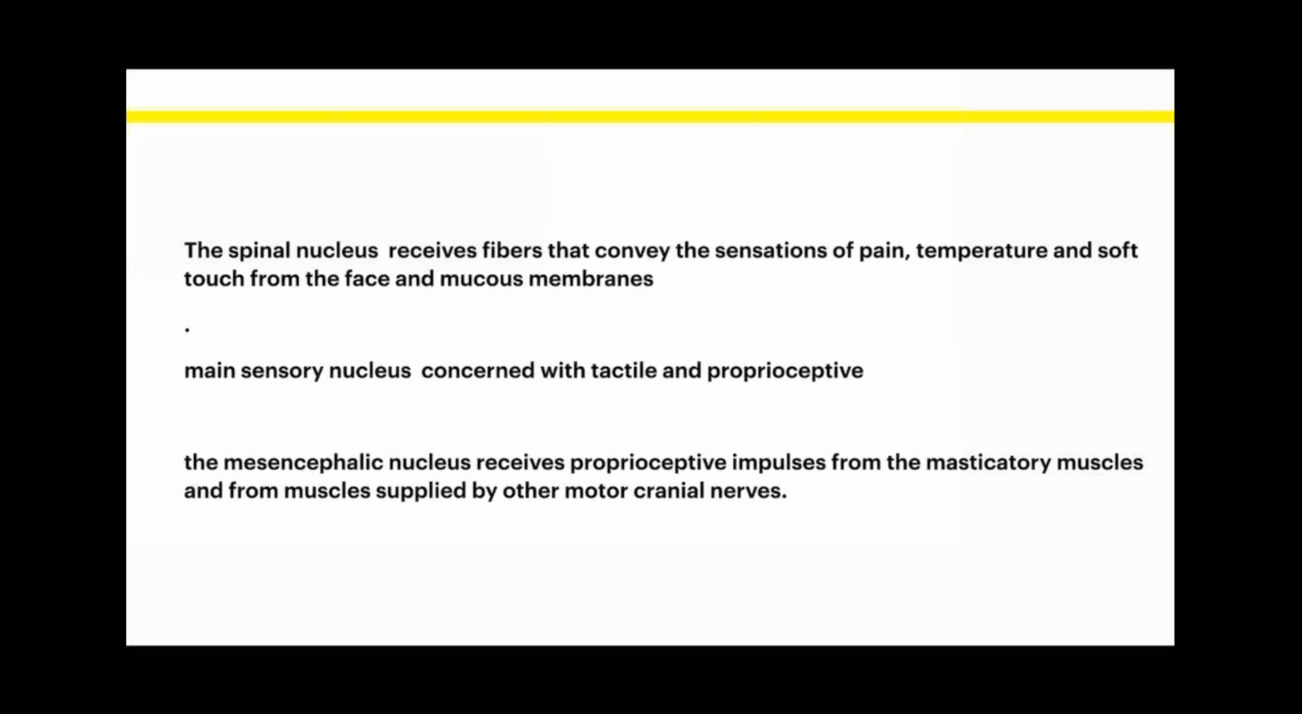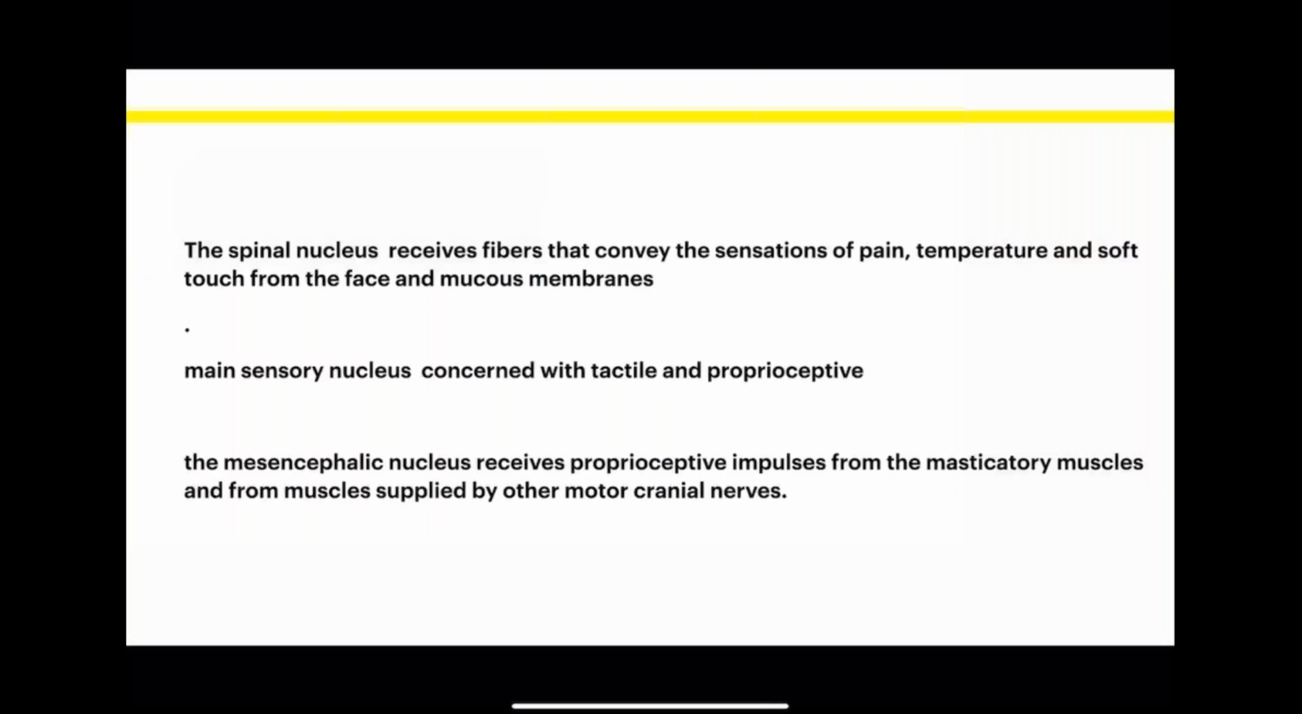So what is the function of these 3 nuclei of the sensation? The long one, which is the spinal nucleus, is responsible for pain, soft touch, and the cold and hot, the temperature. The main sensory nucleus, which is in the pons, the one in the middle, is responsible for tactile sensation and proprioception. And the one in the midbrain above, the mesencephalic nucleus, is responsible mainly for proprioceptive impulses from the masticatory muscles and also from the muscles supplied by other motor cranial nerves.